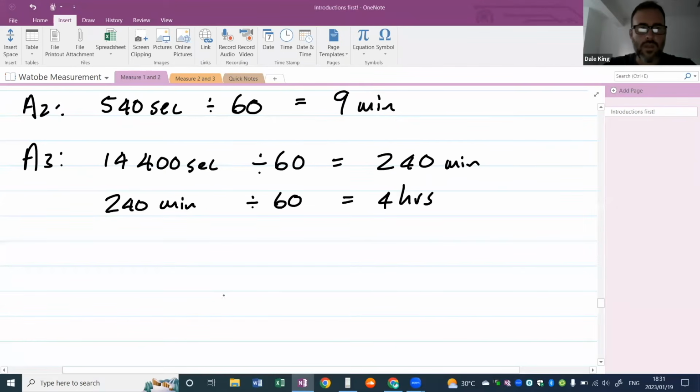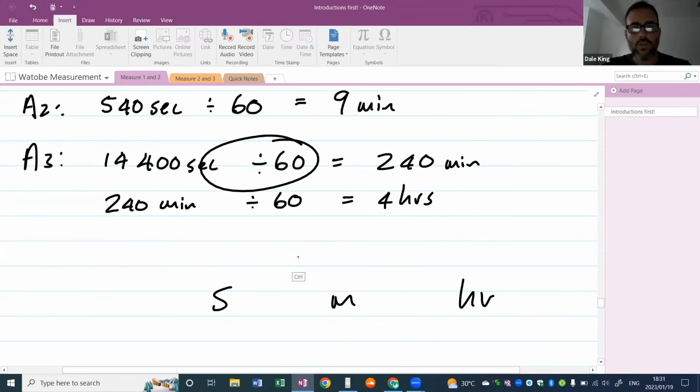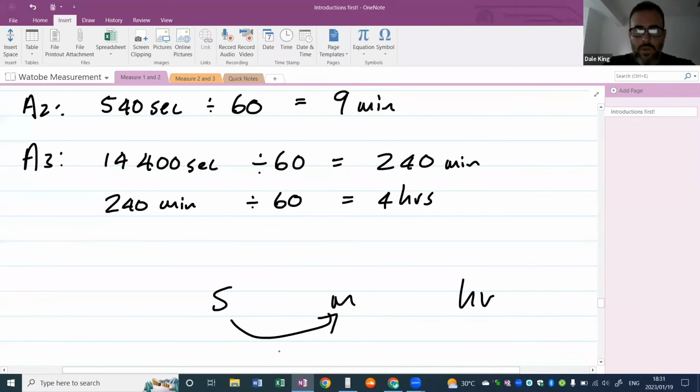So if we have seconds and we are going to hours, we know there are minutes in between. So Sam said you wanted to go from seconds to minutes, which is this step, and then from minutes to hours, which is that step there. So it's 2 steps, okay? So the first step we know is divide by 60. And the second step we know is divide by 60, okay?